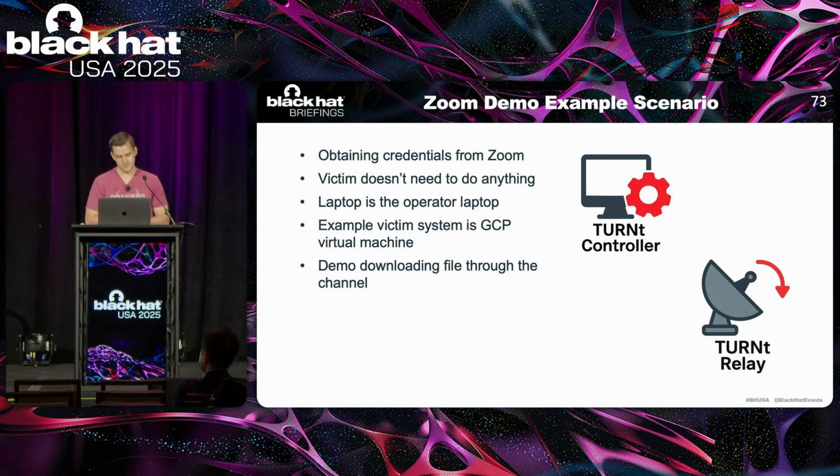And then the lab environment just uses an operator laptop and a virtual machine in GCP, and we're just going to demo downloading a file through the channel. And so there's two components of the tool. There's a controller that you run on your system and a relay you run on whatever victim system you're wanting to establish the short-term channel through.